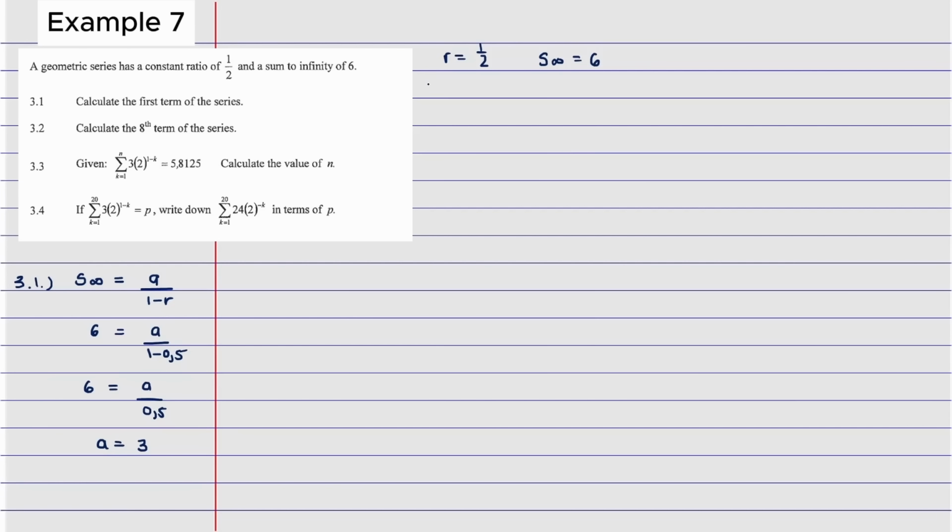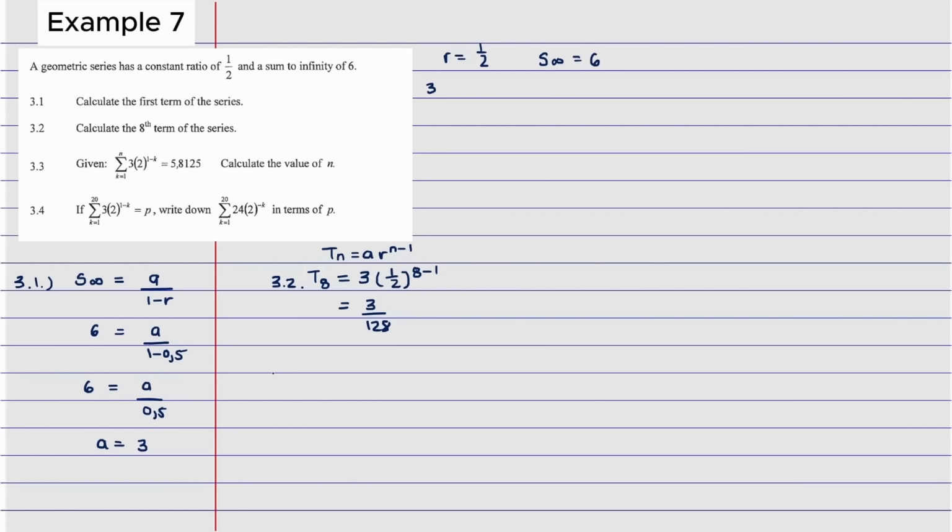Then now we're going to move to 3.2. It says calculate the 8th term. So we're looking for T8. With T8, remember we need Tn equals AR to the power n minus 1. So T8 is going to be A, which we already calculated as 3, open bracket, our R is 1 over 2 to the power 8 minus 1. Punch that into the calculator, you're going to get your T8 equals 3 divided by 128.